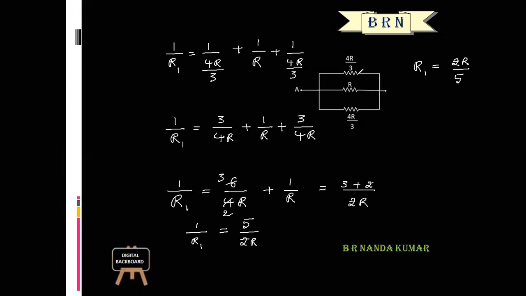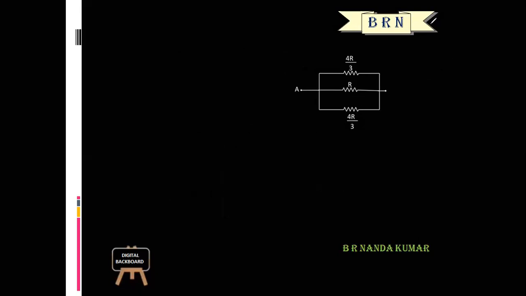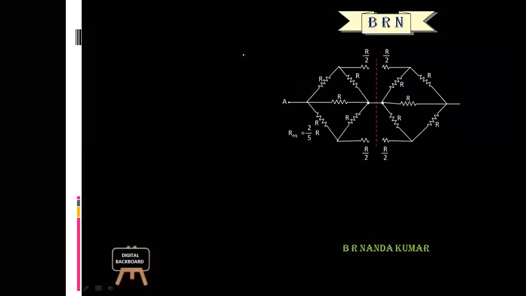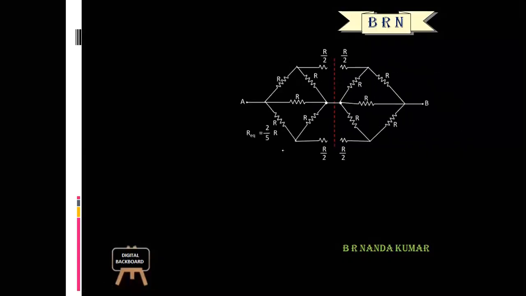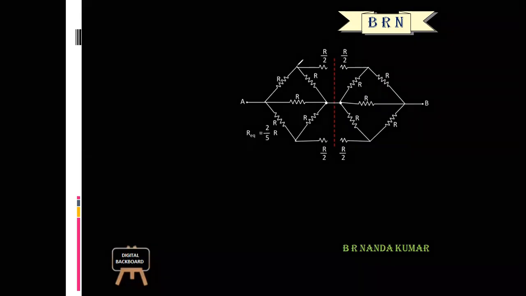So what is the effective resistance of the right part? That is also 2R divided by 5. So the effective resistance of the left part of the circuit is 2R divided by 5. Even the effective resistance of the right part of the circuit is also 2R divided by 5.